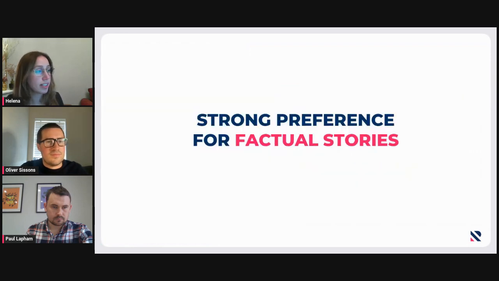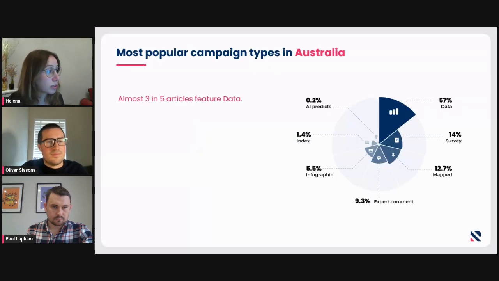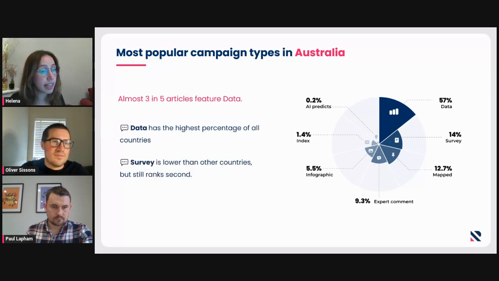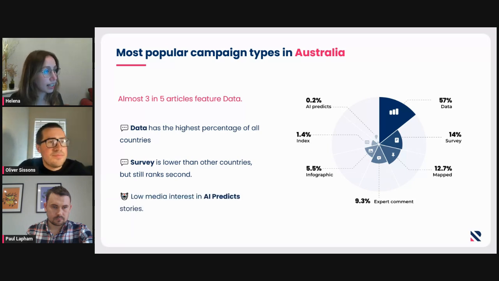There's a strong preference in Australia for factual stories. Why? Almost 3 in 5 articles in Australia feature data. Data had the highest percentage of all countries in Australia, with almost 60% of the coverage coming from data-driven campaigns. Survey ranks 2nd in Australia, and despite ranking quite high in this country, it was the lowest percentage compared to other countries. And interesting about Australia is that they had the lowest media interest in AI predictive stories.